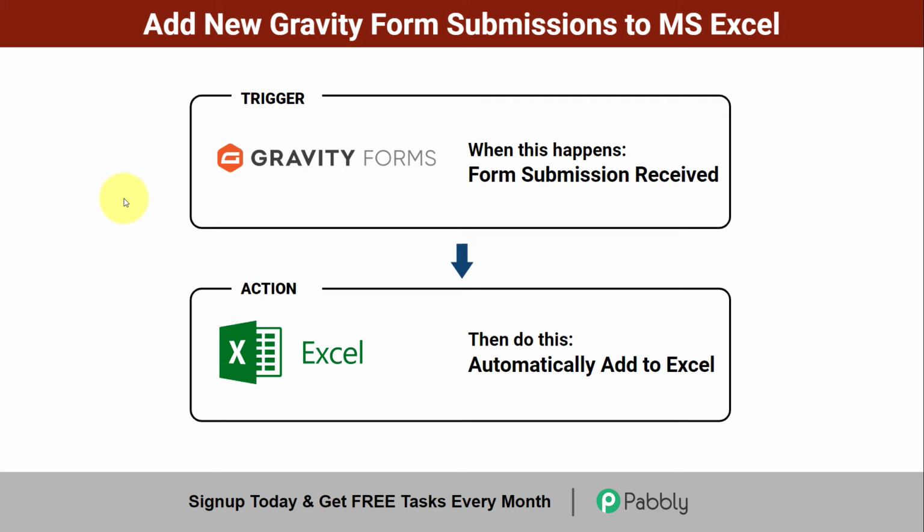In this video, I'm going to show you how to integrate Gravity Forms and MS Excel and add the form submissions data to MS Excel. So what will happen? Every time a form submission is received, the details will be automatically added to MS Excel. In this way, you do not have to manually export the data and import it here manually.